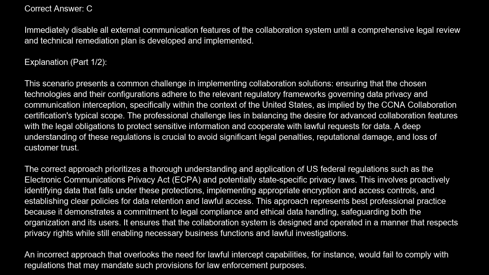This approach represents best professional practice because it demonstrates a commitment to legal compliance and ethical data handling, safeguarding both the organization and its users. It ensures that the collaboration system is designed and operated in a manner that respects privacy rights while still enabling necessary business functions and lawful investigations.